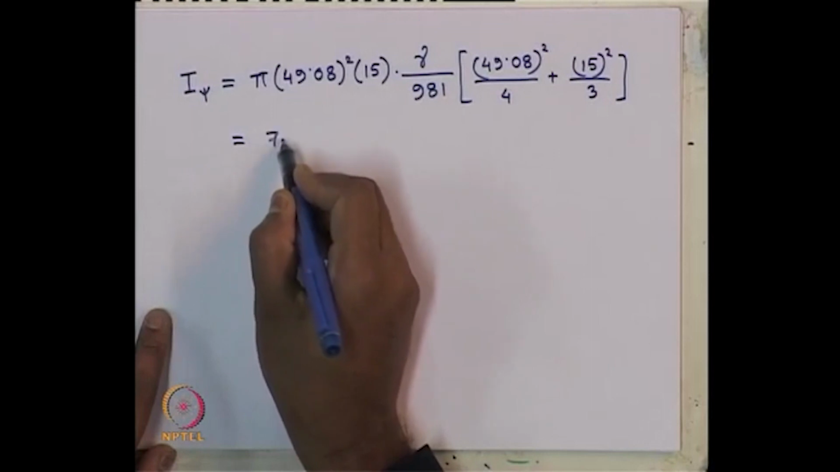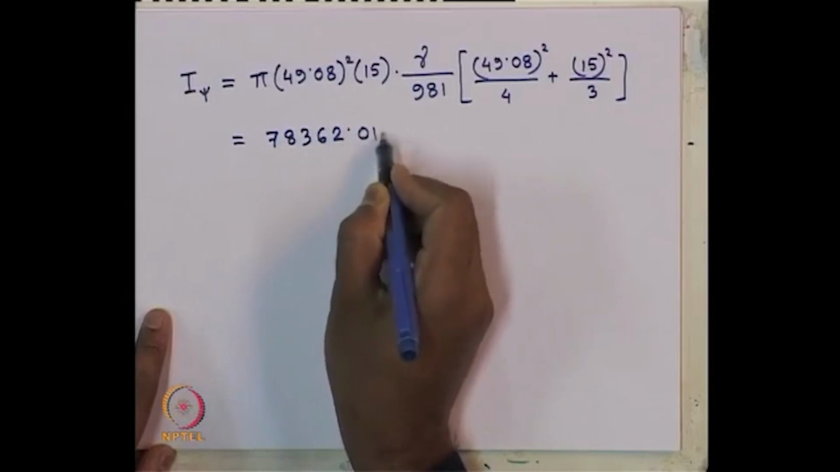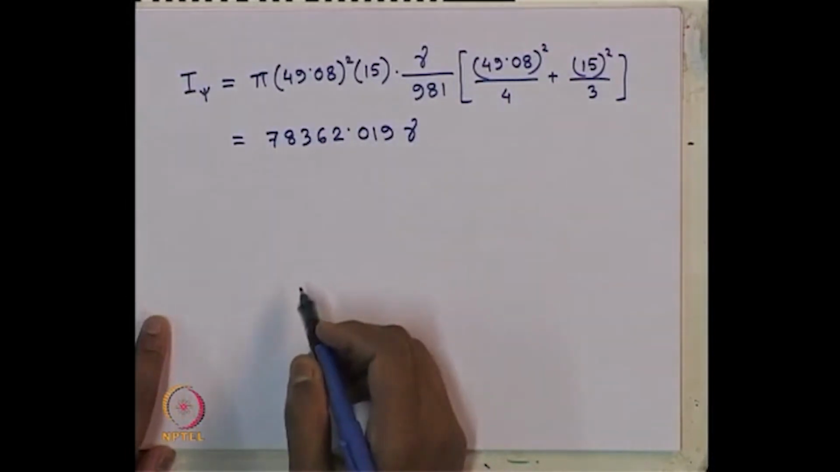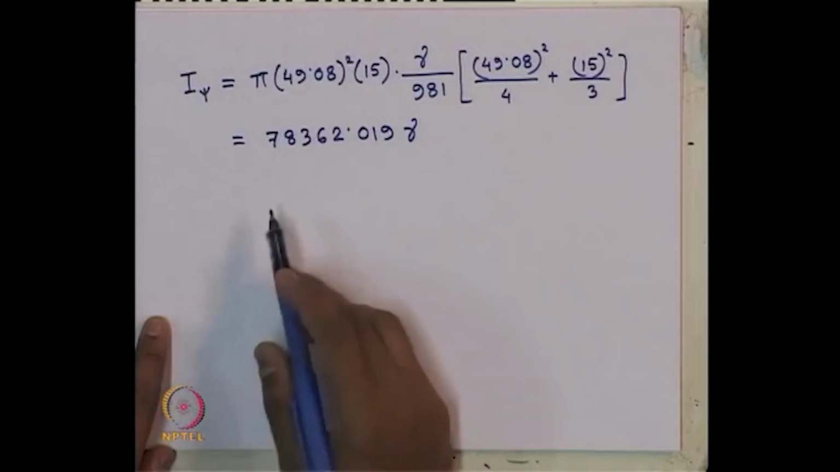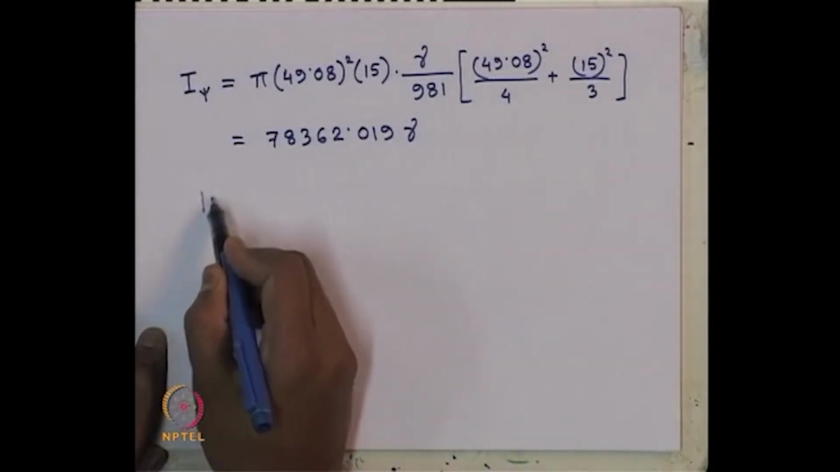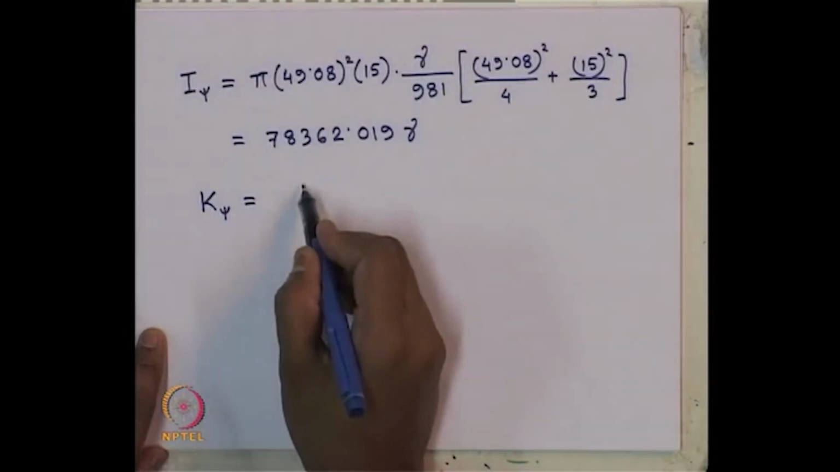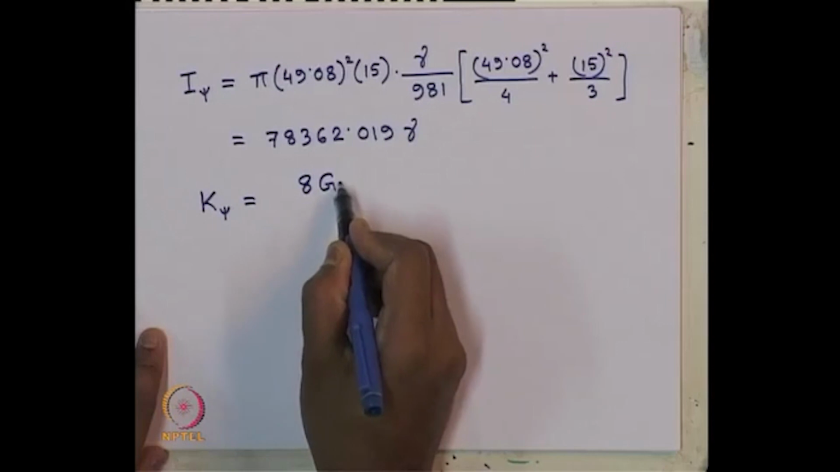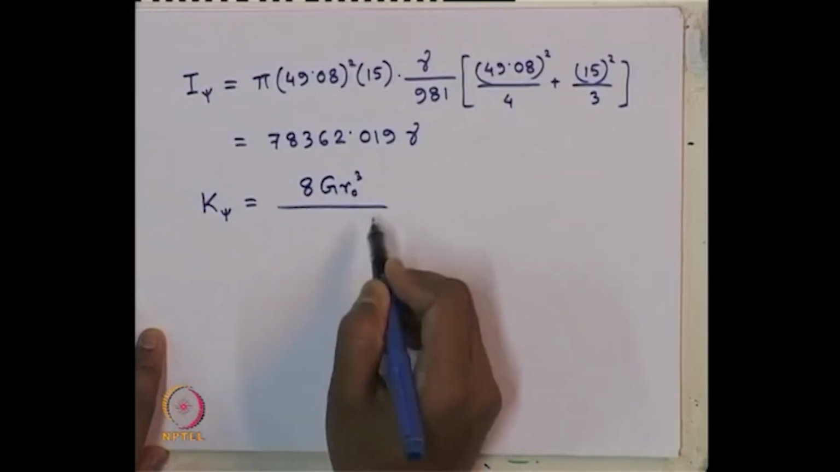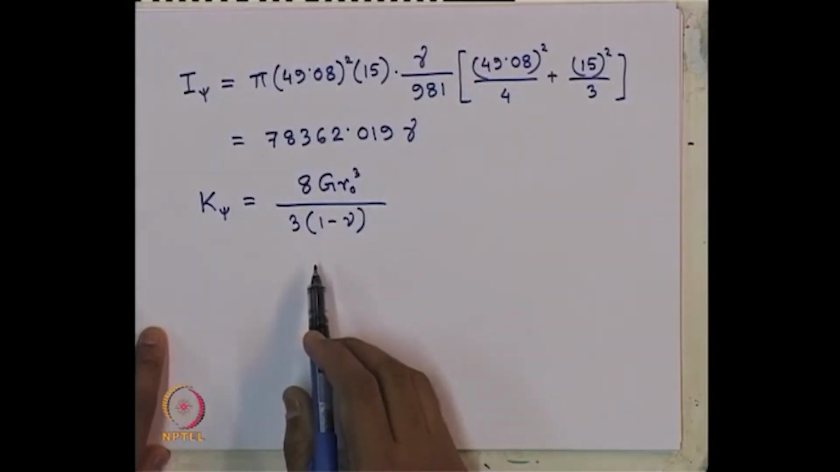It is coming as 78362.019 of gamma. I am keeping it in terms of gamma, so that for different values of gamma I can get this I psi. And what is the stiffness? K psi, the expression for stiffness, that is 8 G r naught cube by 3 into (1 minus mu). Okay? This is the expression for K psi.